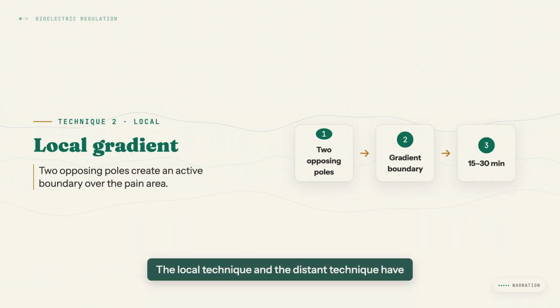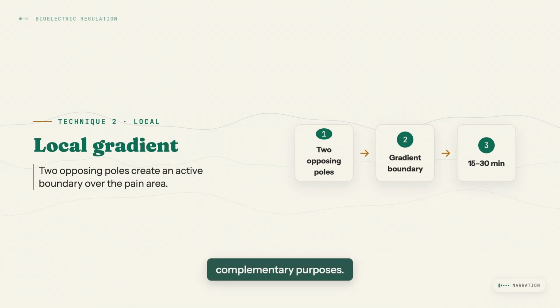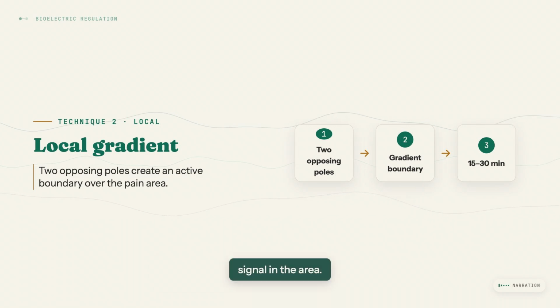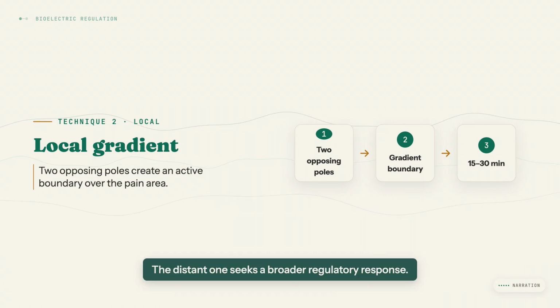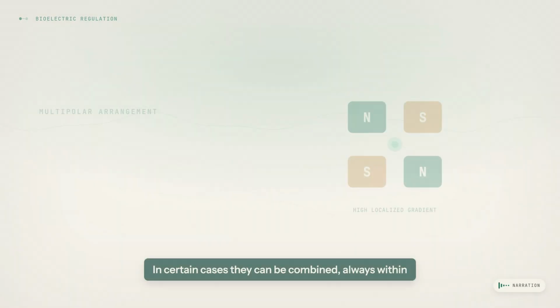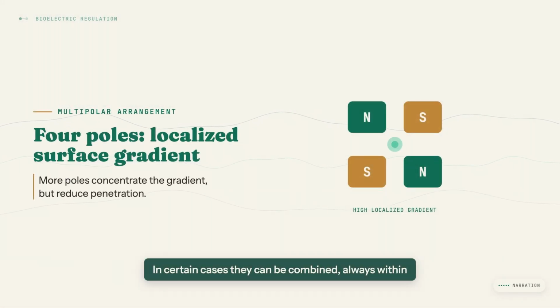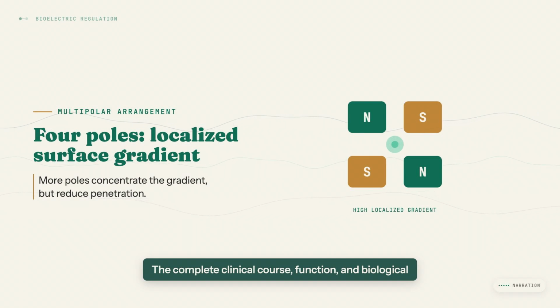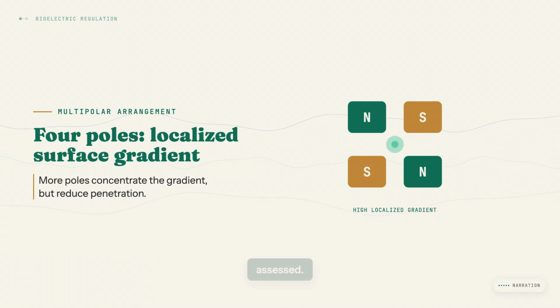The local technique and the distant technique have complementary purposes. The local one prioritizes modulation of the pain signal in the area. The distant one seeks a broader regulatory response. In certain cases, they can be combined, always within a prudent and well-documented protocol. Both are presented as bioelectric regulation techniques. The possible reduction of pain or swelling is interpreted as a consequence of the tissue's response. The complete clinical course, function, and biological timing allow the real progress of repair to be assessed.